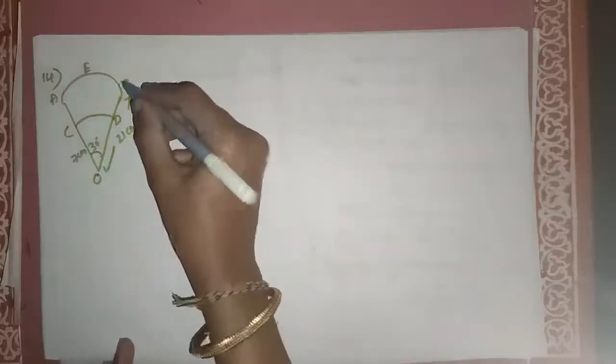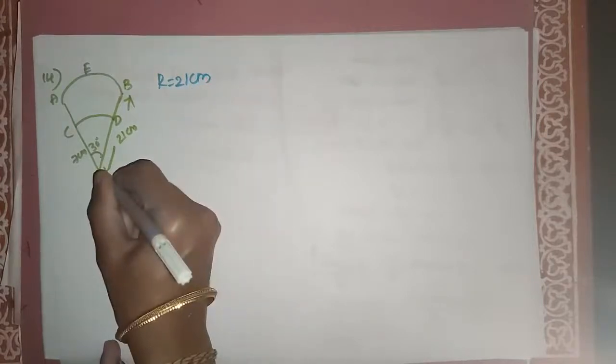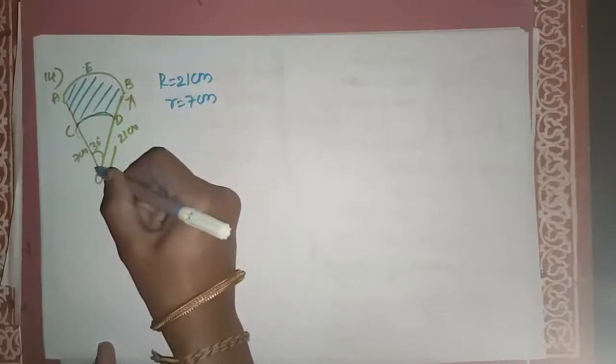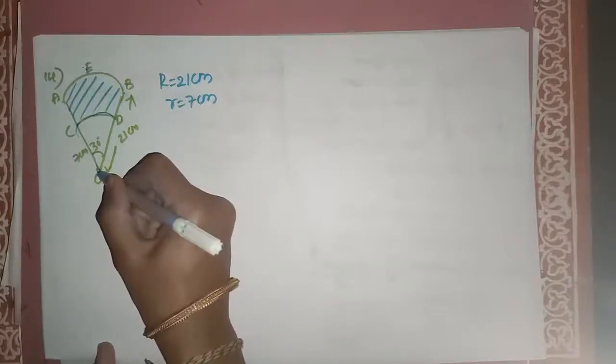Here OB is the radius of the larger circle, capital R, which is 21 centimeter, and the radius of the smaller circle is 7 centimeter. So here we have two sectors OA, AB. We need to find out the area of this shaded region. In OA, AB, we need to remove OC, FD. So these are sectors inclined at angle 30 degree.